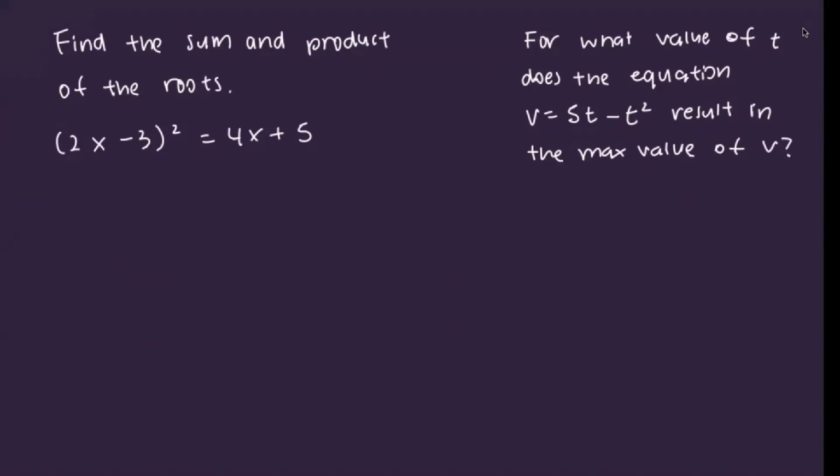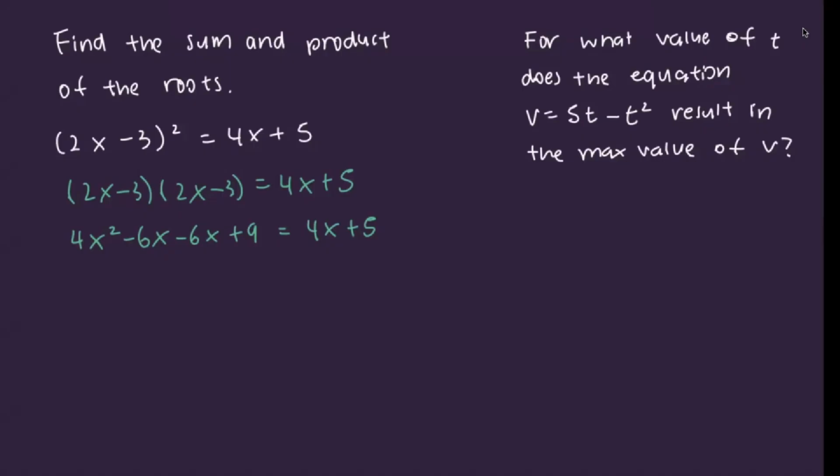Find the sum and product of the roots of (2x minus 3) squared equals 4x plus 5. First, let's multiply them out. So (2x minus 3) times (2x minus 3) equals 4x plus 5. We would get 4x squared minus 12x plus 9 equals 4x plus 5. Now have everything on one side.